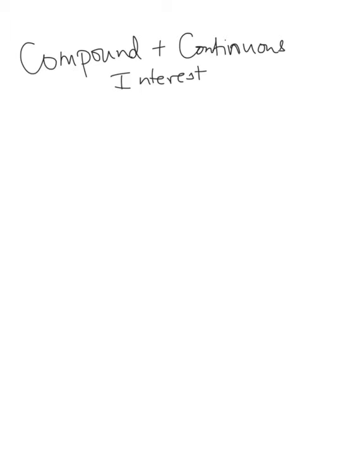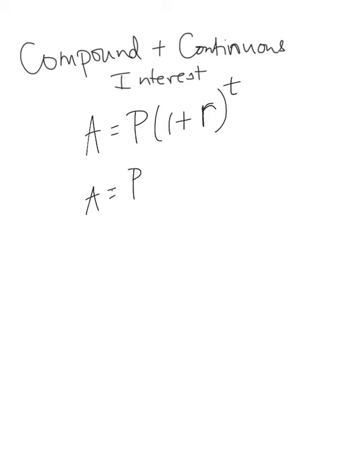Right, so we're back. We are now continuing with this unit. We talked about exponential growth and decay last time. It had this formula, and we also mentioned our compound interest formula. So we're going to keep building on that.